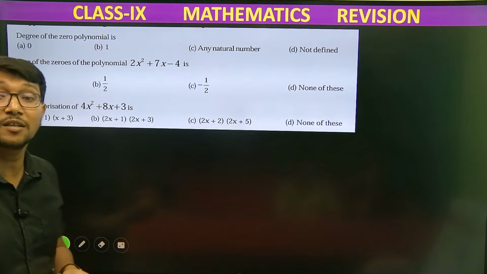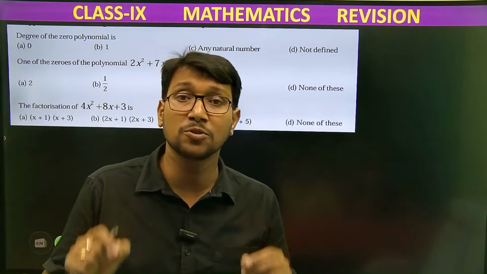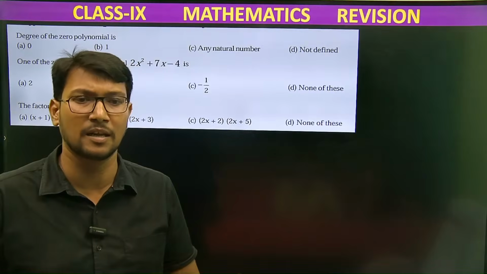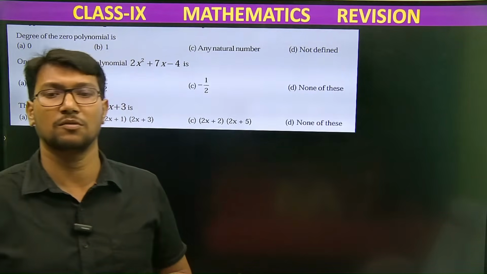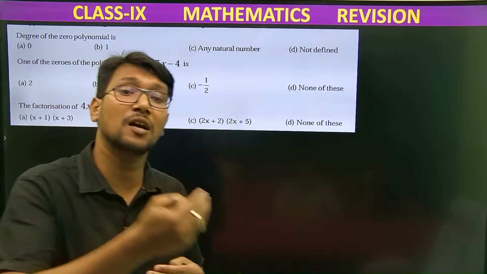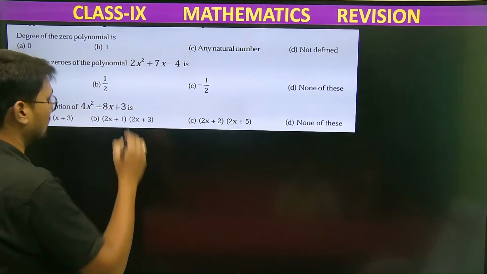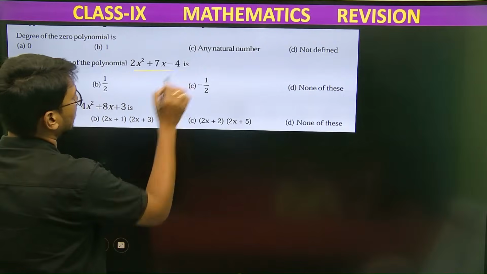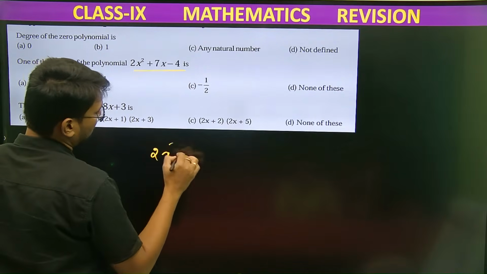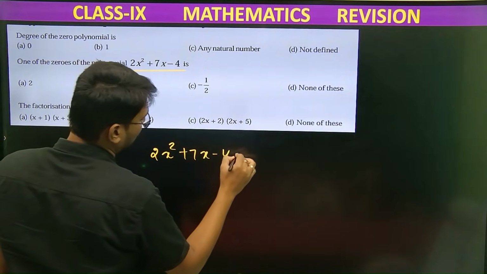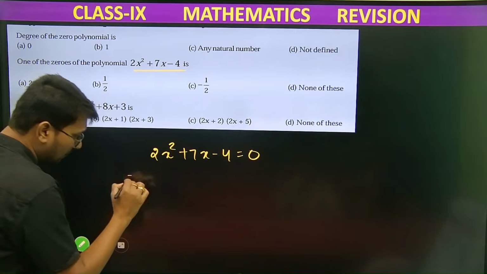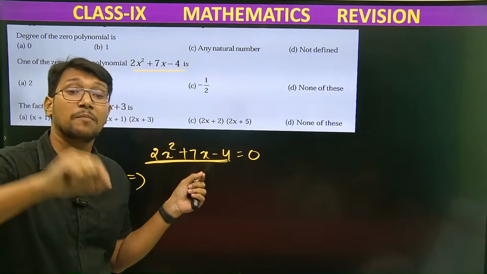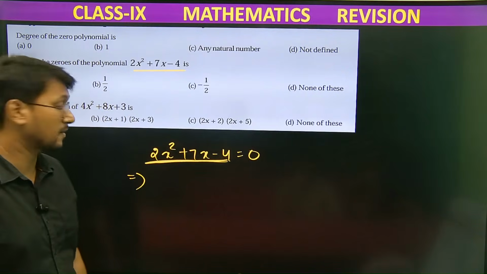By equating the polynomial with zero. How to find the zeros of a polynomial, or a quadratic polynomial, any polynomial? By equating the polynomial with zero. That means we have to equate this 2x square plus 7x minus 4 with 0. Whenever we equate, since it is a quadratic polynomial, we have to factorize by the middle term splitting method, right?